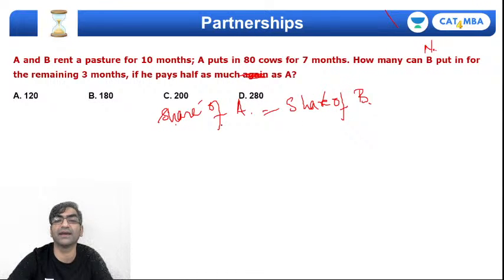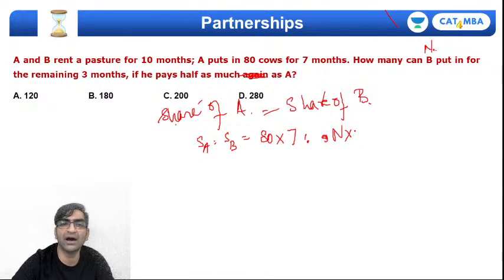So we'll say share of A is to share of B, right? The two things will be in a ratio which is the product of the number of cows and the number of months. So that should be 80 cows for 7 months for A and N cows for B. Clearly B puts in whatever money he does for only the remaining 3 months, which means N into 3.